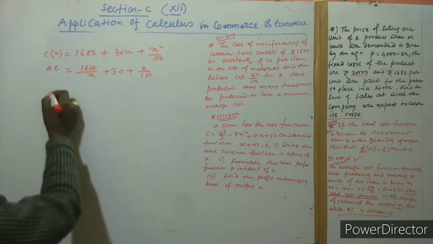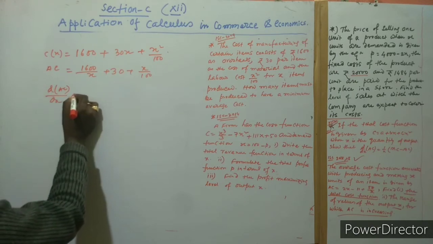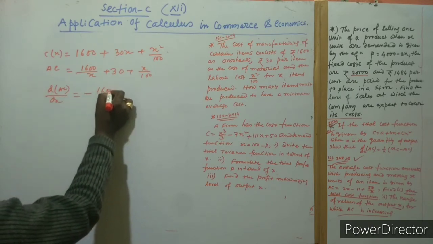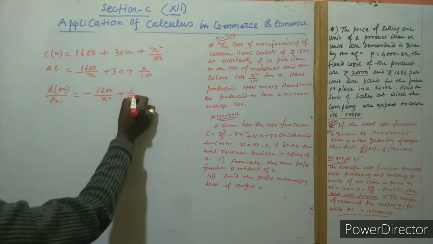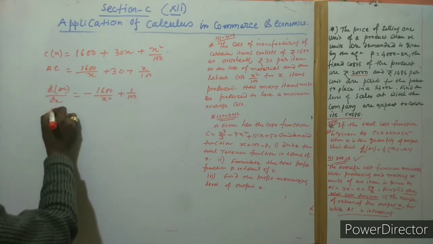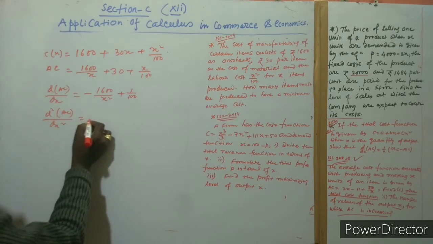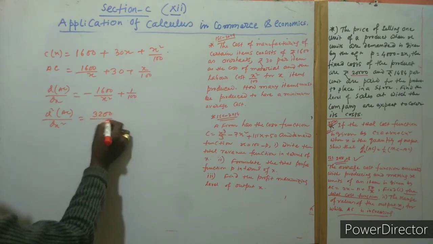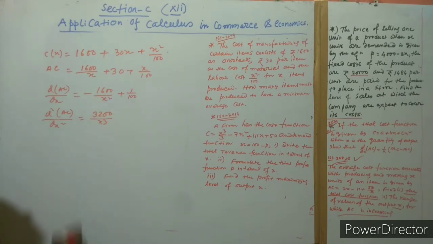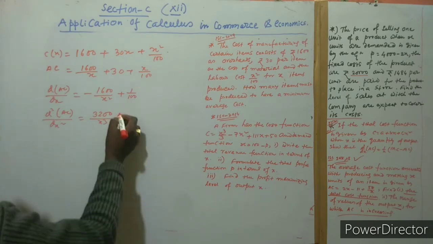Okay, so differentiate this AC with respect to x, that is 1600 divided by x square. And d2 AC by dx2 will be 3200 by x cube. Every value of x is a level of output, so it is always a positive value, it can't be negative.